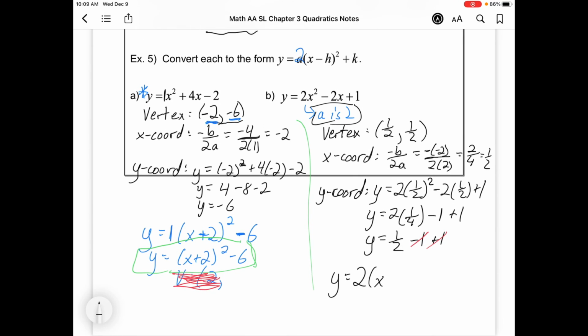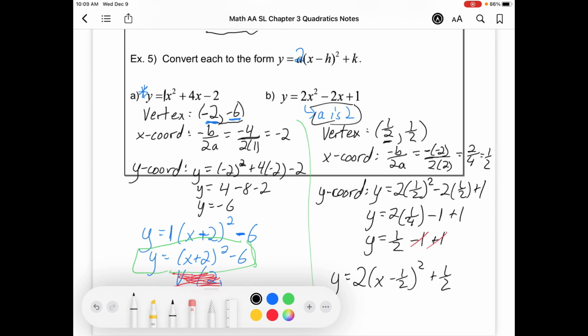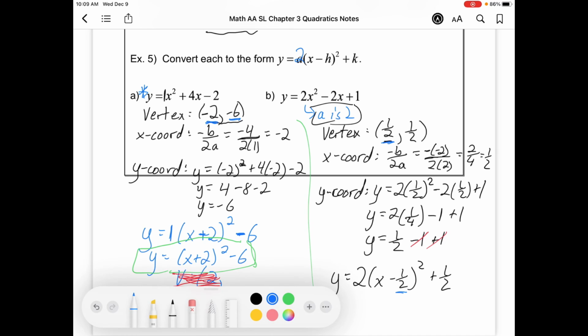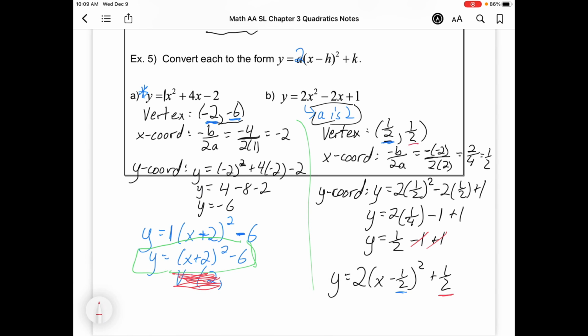So I'll have x minus a half, because it's minus the x value of the vertex, and then plus the y value. Okay, so just to be clear here, this half corresponds to this one over here. This half corresponds to the y value. You could go to your GDC and just double check that those actually give you the same graph, whether you graph it in this form or in this form, but they will.